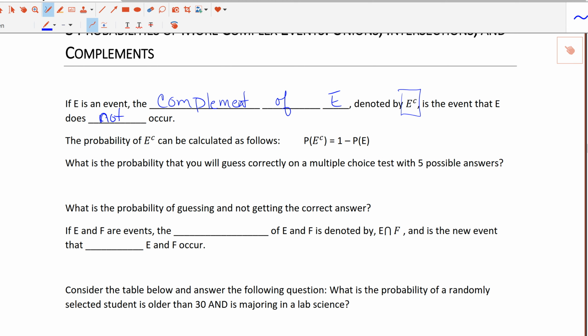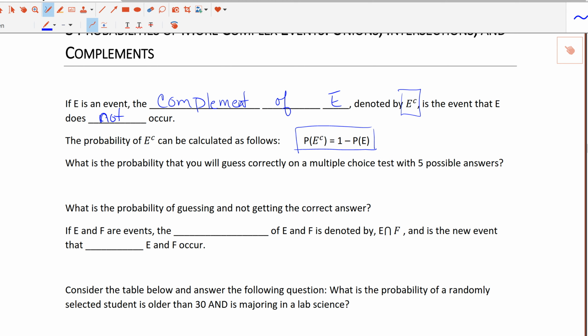The probability of E to the C can be calculated just like we already saw in the previous section: 1 minus the probability that it does occur.